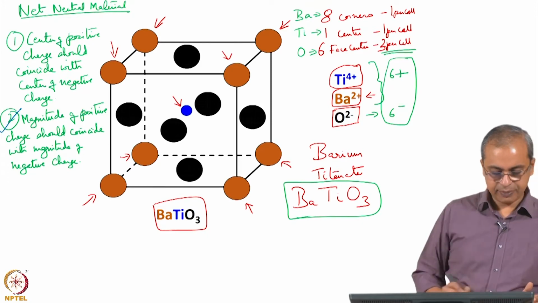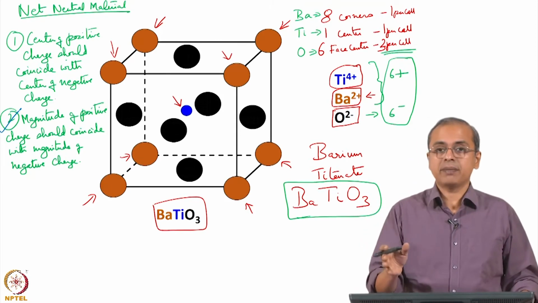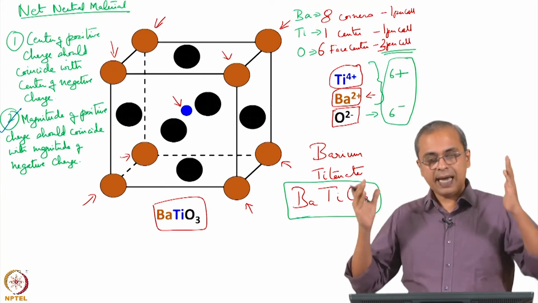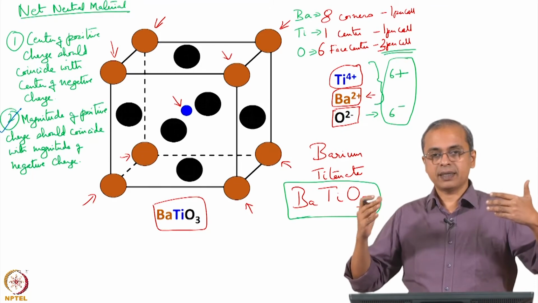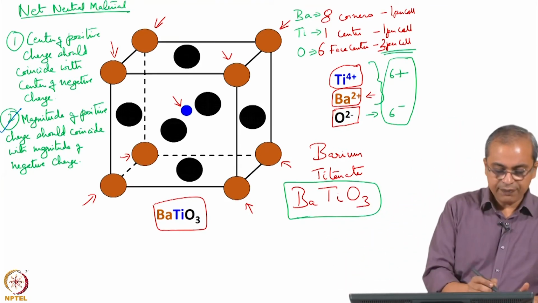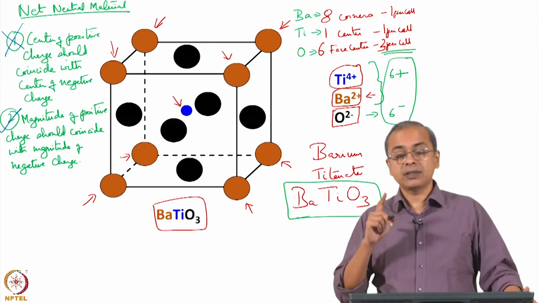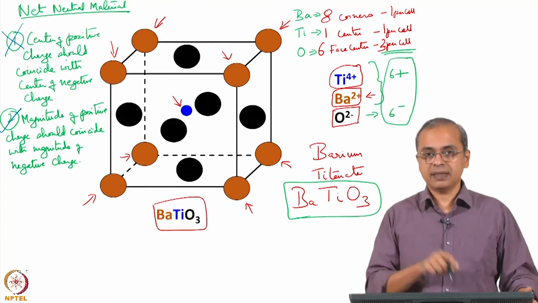So, this criteria is met. However, it turns out that this material has a ferroelectric behavior, which means even in the absence of an applied field you see a net polarization of charges. That is because this condition is not being met. The center of positive charge is not coinciding with the center of negative charge in this material.